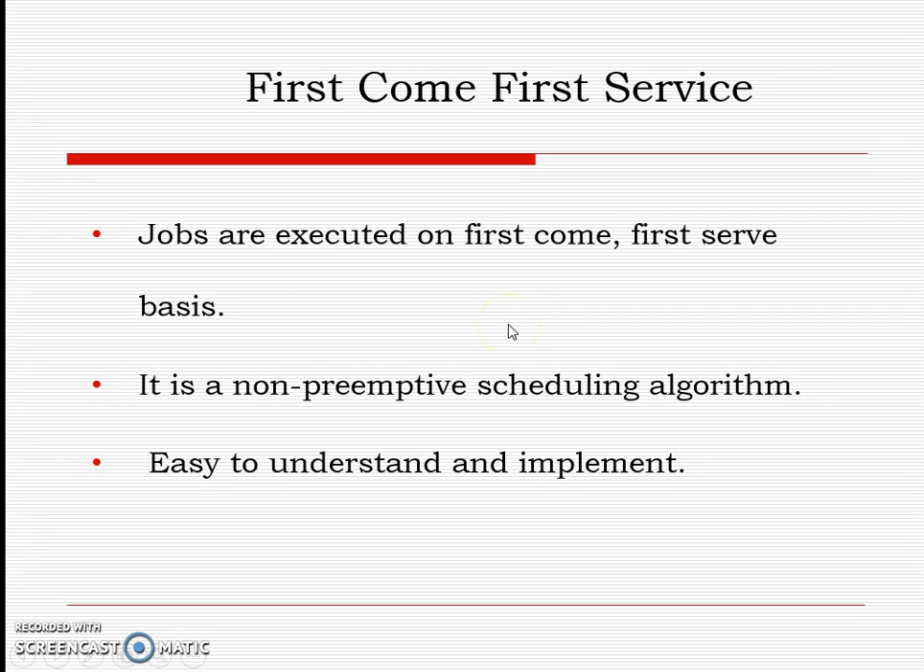As in the case of first come first serve scheduling criteria, the process which came first into the ready queue can execute first. That is the main theme of first come first serve: jobs are executed on a first come first serve basis. It is very easy to understand and very easy to implement. The third important feature is that it is a non-preemptive scheduling algorithm. Non-preemptive means once the process is assigned to the CPU, the CPU does not leave that process until it finishes.